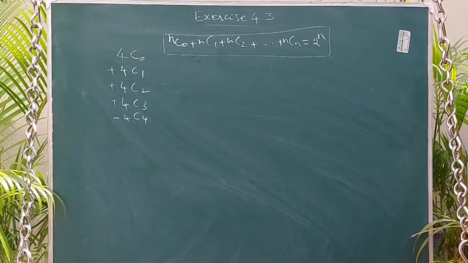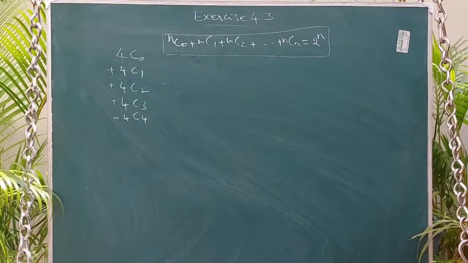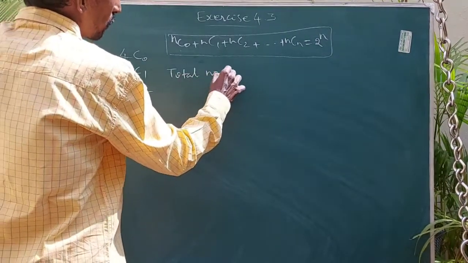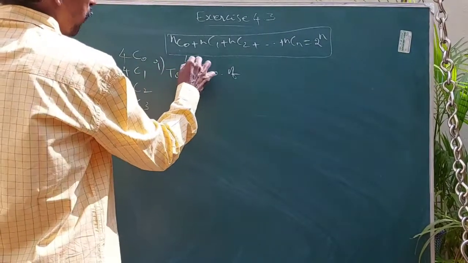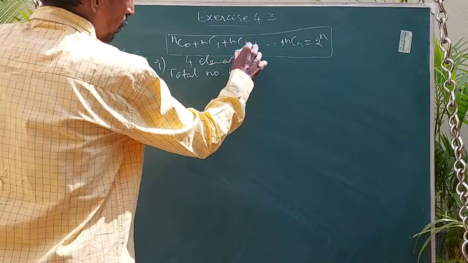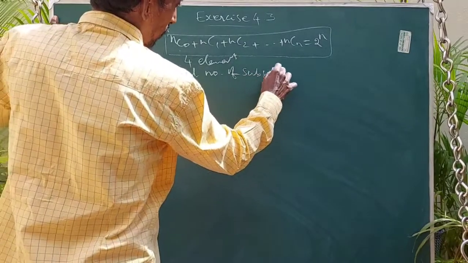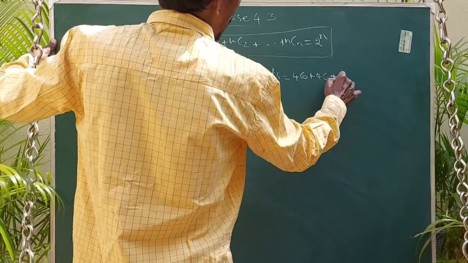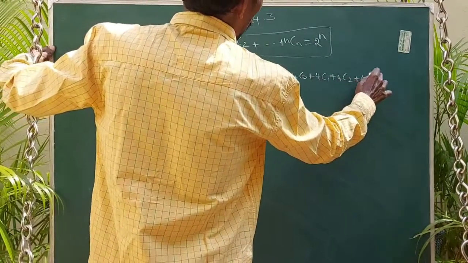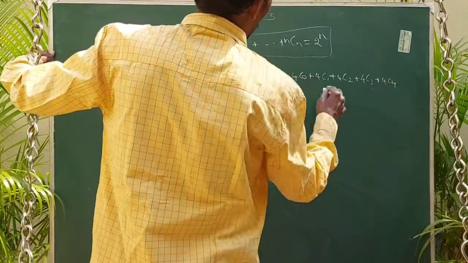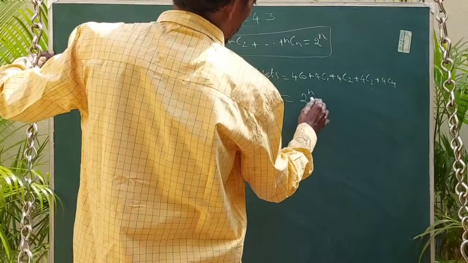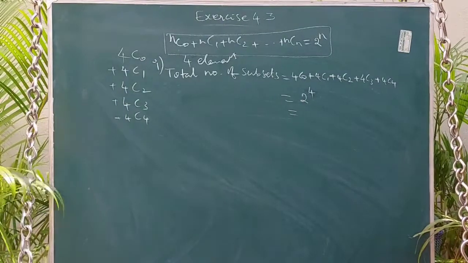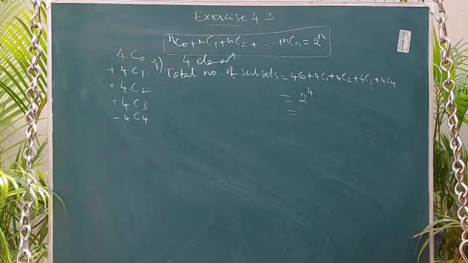Here simply, my dear student, you can use the shortcut. In the first subdivision, there are 4 elements. So the total number of subsets equals 4C0 plus 4C1 plus 4C2 plus 4C3 plus 4C4. It is nothing but 2 power n, so 2 power 4. I think you all know what 2 power 4 is. So it is nothing but 16.